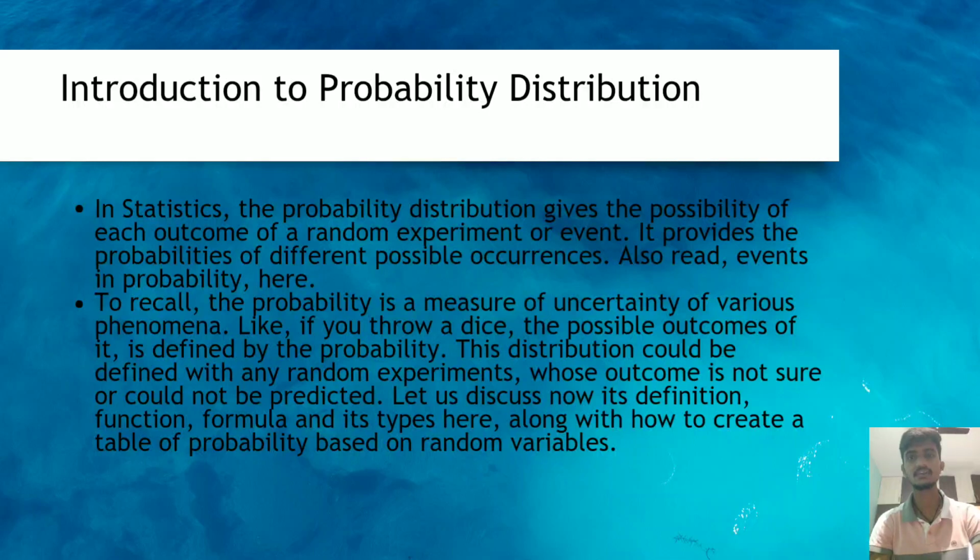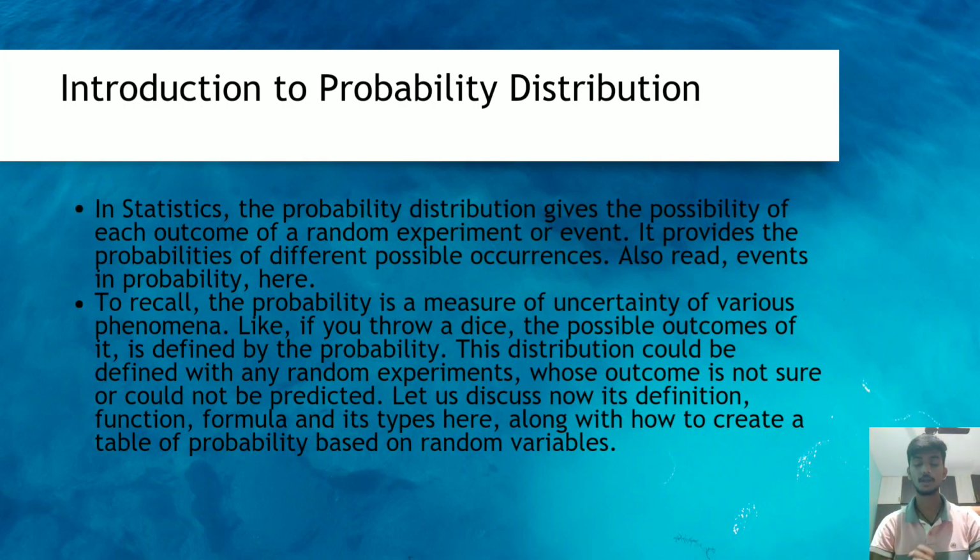Now I am working through the introduction to probability distribution. In statistics, the probability distribution gives the possibilities of each outcome of random experiments or events. It provides the probabilities of different possible occurrences. Also read events in probability here. To recall, probability is a measure of uncertainty of various phenomena. Like if you throw one die, the possible outcomes are defined by probability. The distribution can be defined for any random experiment whose outcome is not defined or predicted.